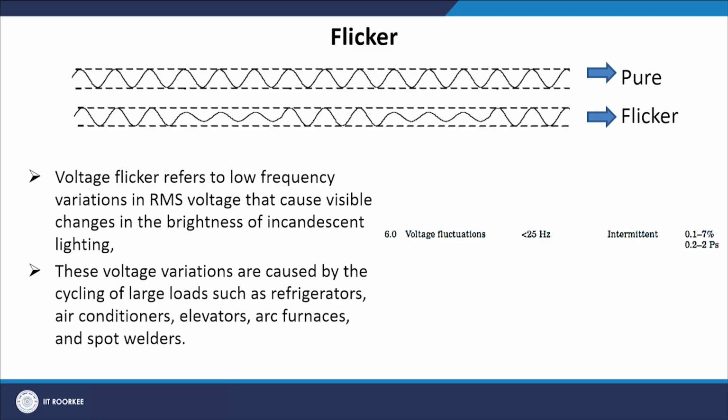a system fault. Now we'll move to flicker. Voltage flicker refers to low frequency variations in RMS voltage that cause visible changes in the brightness of incandescent lighting systems. These voltage variations are caused by the cycling of large loads such as refrigerators, air conditioners, elevators, arc furnaces, and spot welders.